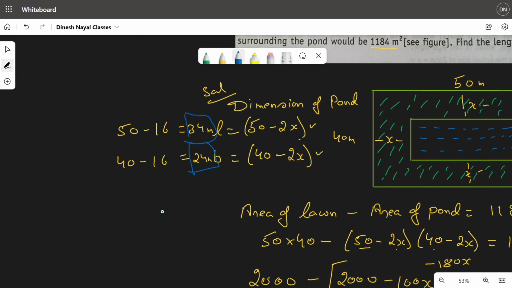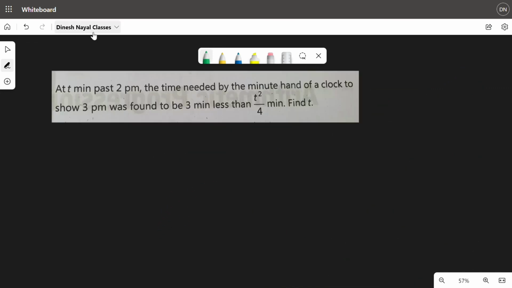So that's the answer. Now coming on to our last question, question number 8. At t minutes past 2 p.m., the time needed by the minute hand of a clock to show 3 p.m. was found to be 3 minutes less than t square by 4 minutes. Find t. See, first of all, the theory is that between time 2 p.m. to 3 p.m.